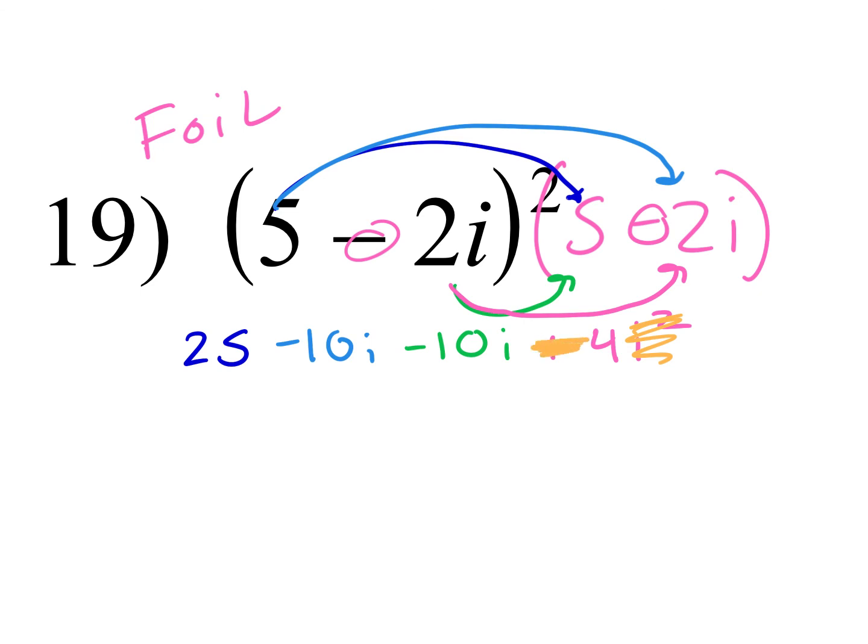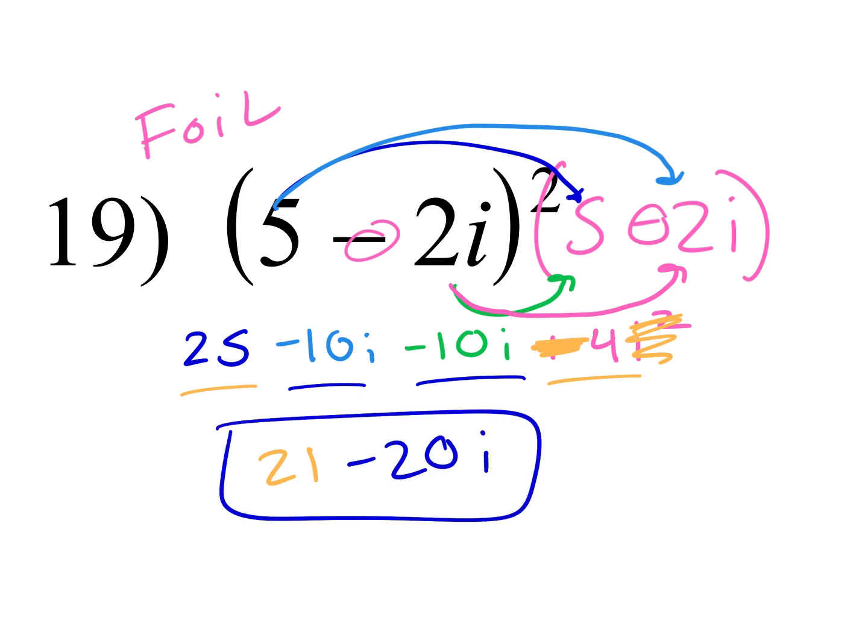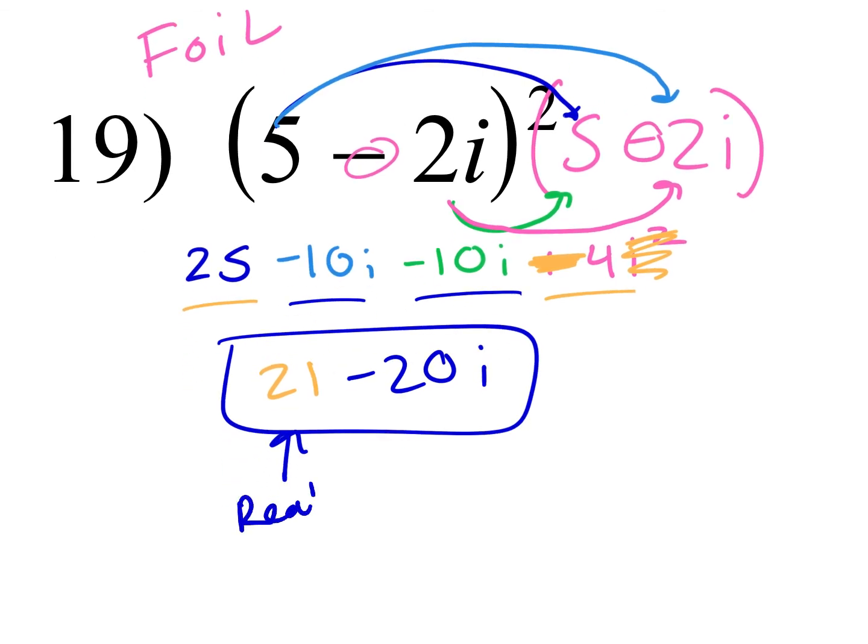What are my real numbers? So what's 25 minus 4? 21. What are my imaginary numbers? So it's negative 10i minus 10i. Negative 20i. And that's my answer. You cannot combine these together because they are not like terms. The real number always, always, always goes first. If you put the real number second, it'll be wrong. Real number first.